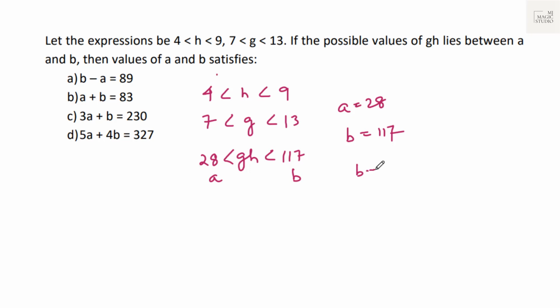We can see that b minus a is 117 minus 28, that is 89. So b minus a is 89, which fits in option A. These are more of logic inequalities than any formula set. Wherever we have a formula set, we will go through the process and then solve. Let's see the next one.